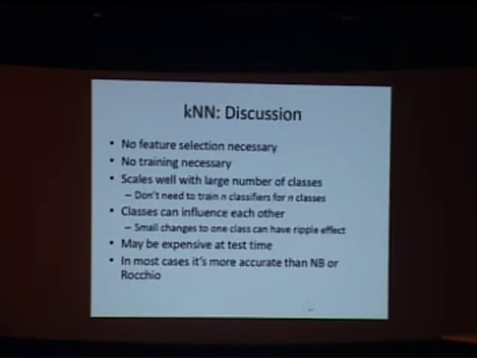Okay, so these are some properties. No training is necessary, no feature selection is necessary. Scales well to a large number of classes, which Naive Bayes does not. Classes can influence each other. If there is a small new point, it is very noisy. A new point added can change everything. May be expensive, but often it is more accurate than Naive Bayes or other methods.